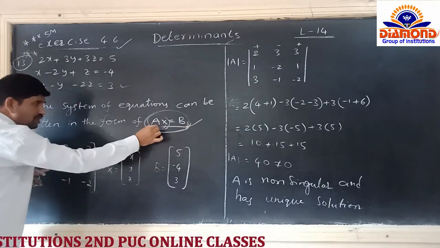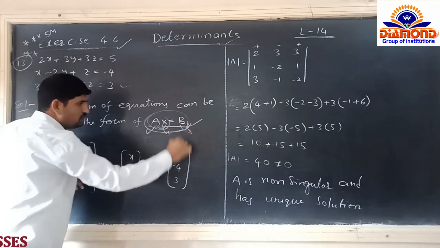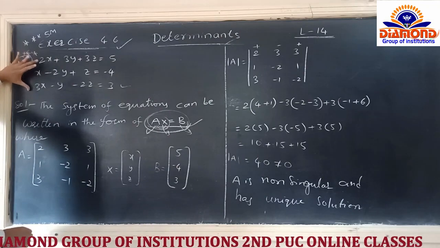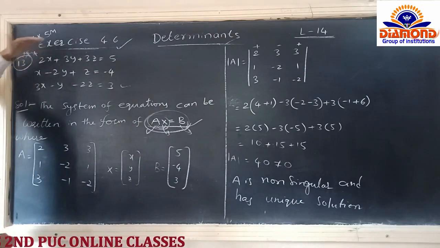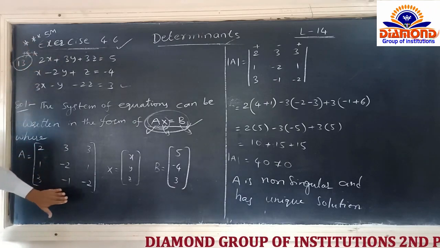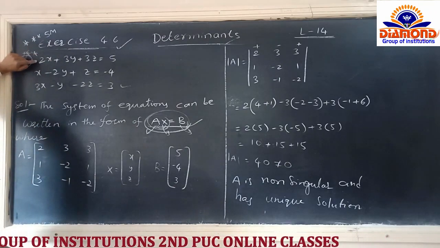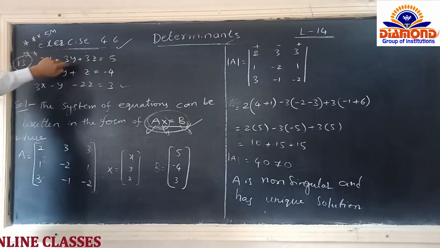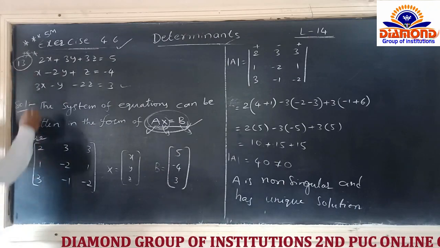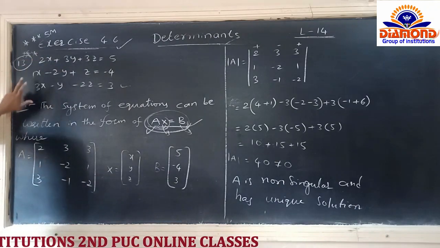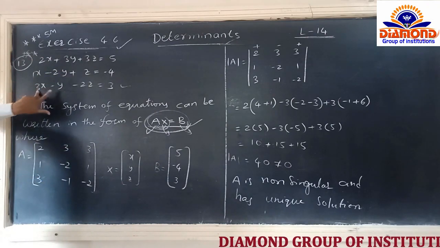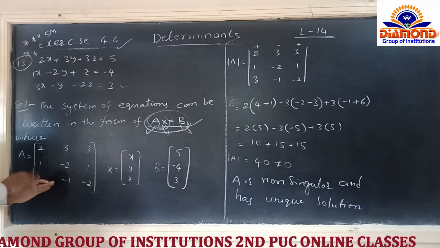Now what is the A matrix, what is the X matrix, what is the B matrix? A is made of the coefficients of x, y, z from the first equation, the second equation, and the third equation. From the first equation we can write 2, 3, 3. These are the coefficients of x, y, z. From the second equation, if there is nothing, we simply write 1. So 1, minus 2, 1. And the third equation gives 3, minus 1, minus 2. We have completed the A matrix.